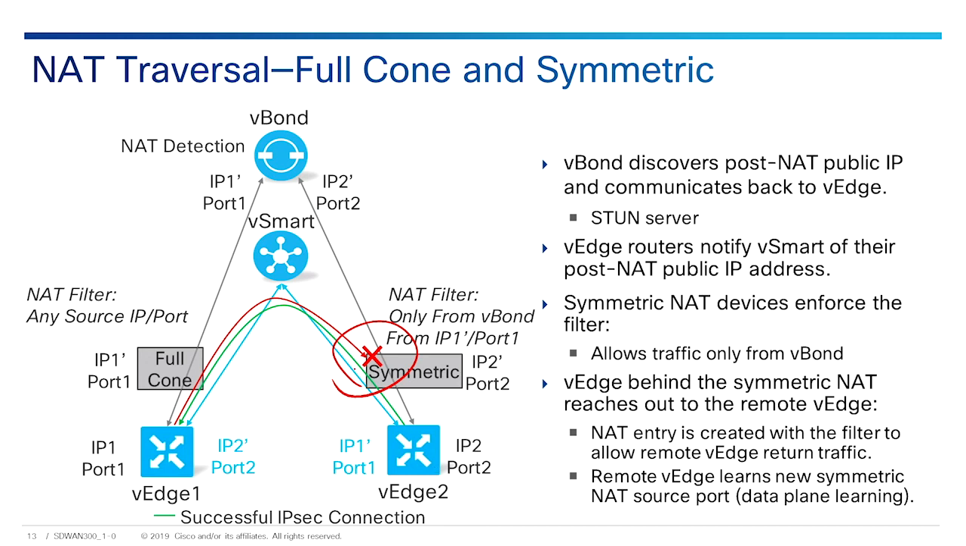We reach out, so our vSmart and vBond know that vEdge 2 is behind a symmetric NAT, so we're going to tell vEdge 2 to initiate the connection. And since he initiates the connection, the return traffic is now allowed. Okay? And this is why that'll work.